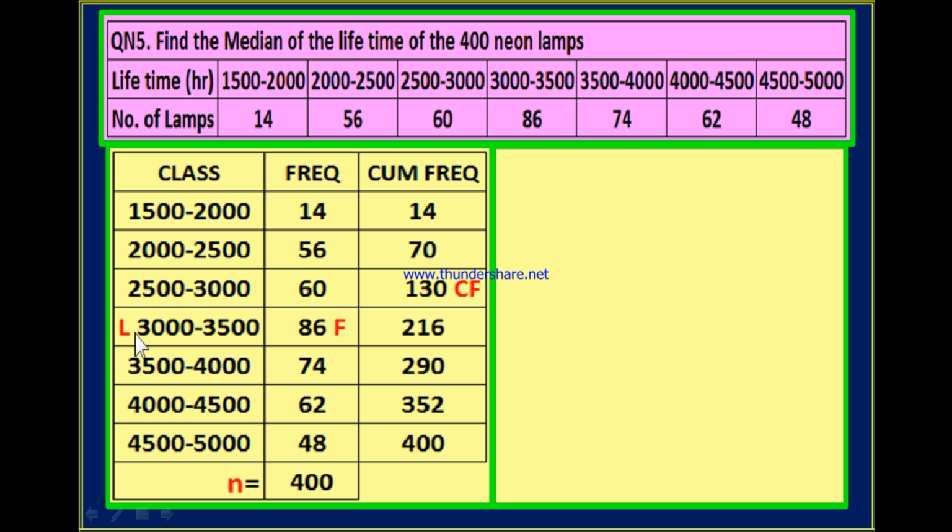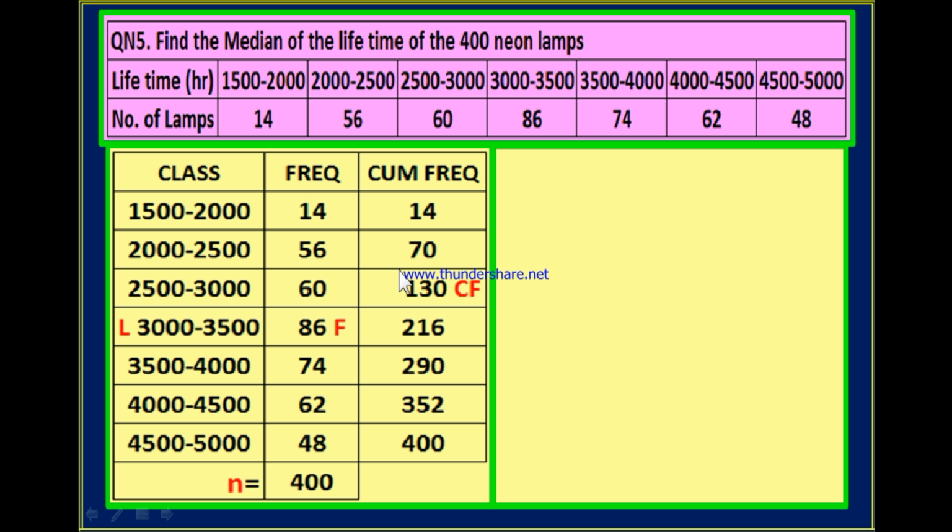If this is the median class, then the L value, the lower boundary, is 3000. The frequency of the median class, 86, is F. The cumulative frequency of the class preceding the median class is 130, which is CF.